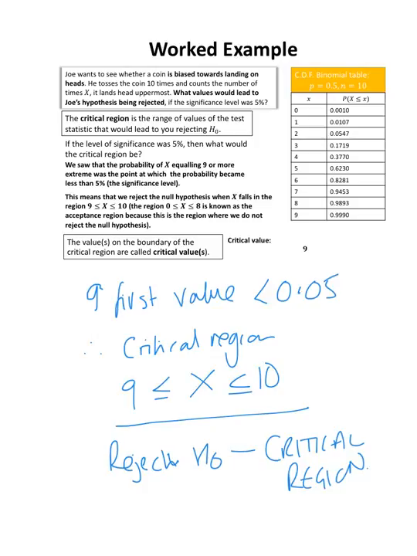And obviously 0 to 8 is going to be our acceptance region, but generally speaking we're interested in the critical region because this is the region where we reject the null hypothesis. Any value on the boundary of the critical region is called a critical value.